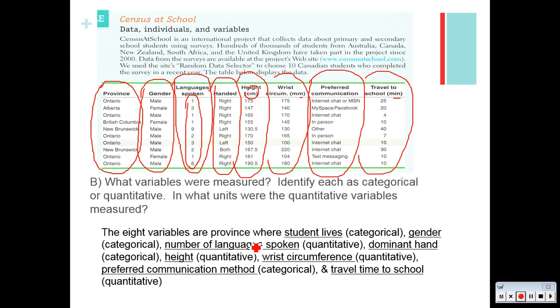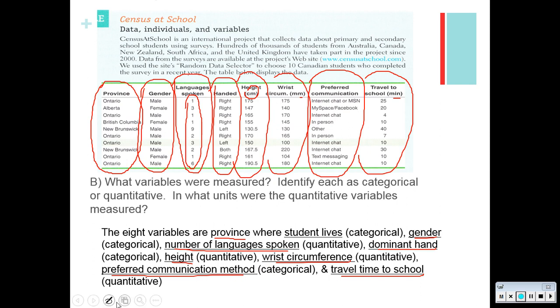So we got the 8 variables, these are just the variables themselves. Province, we have gender, we have number of languages spoken, we have dominant hand, we have height, wrist circumference, preferred communication method, and travel time to school. Those are the 8 different variables that were measured amongst the 10 different individuals that the data were collected about.